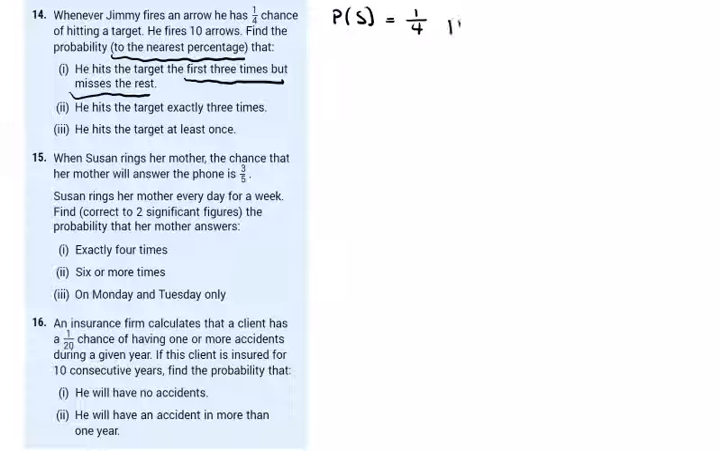We'll call hit success and miss failure. So that's success, success, success, and then followed by 3, 4, 5, 6, 7 failures. So there's no mixing up of where the successes are. So this is going to be 1/4 to the power of 3 by 3/4, the probability of failure, to the power of 7.